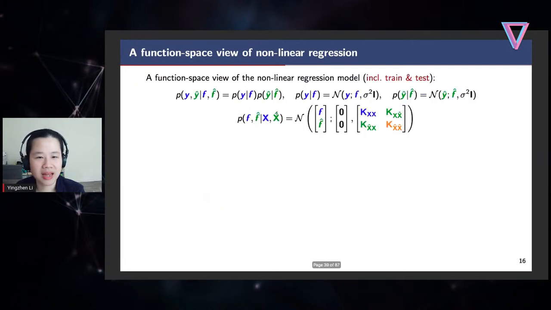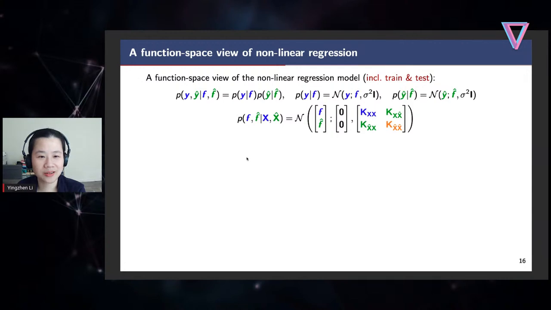Okay, so combining both observations together, now we've got a function space view of the nonlinear regression model, but now it includes both the training data point and the test data point. So it tells you that you have a likelihood term for the training and test data point, and they are factorized. And then you have a prior distribution over the functions on both training data and the test data, and they are jointly Gaussian.